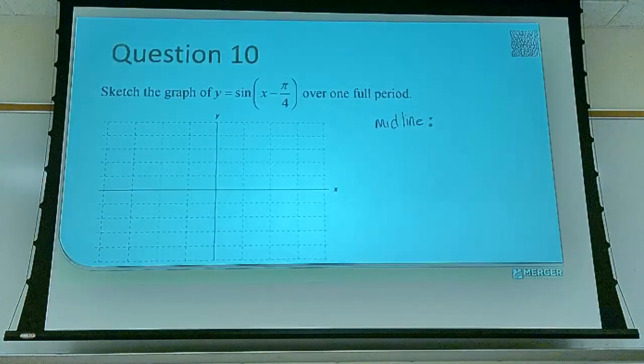Sinusoidal. What is the midline here? It's sine of x minus pi over 4. Now, pi over 4 is important, but it's not for the midline. The midline is 0, because that minus pi over 4 is in parentheses, right? So we have no translations in the vertical direction.